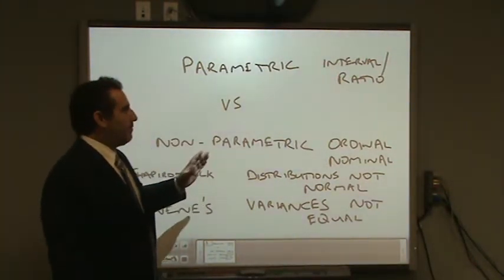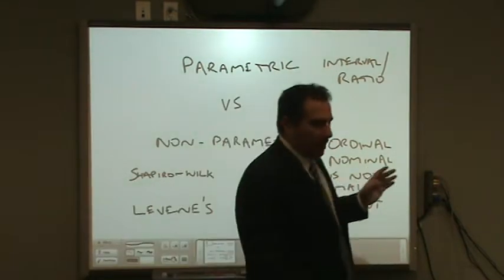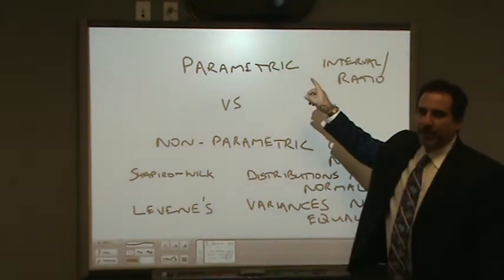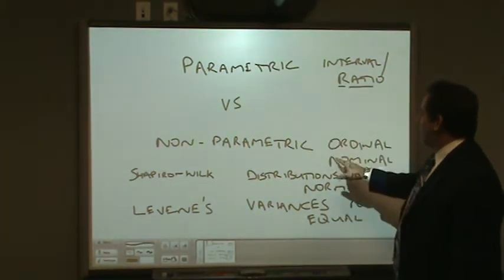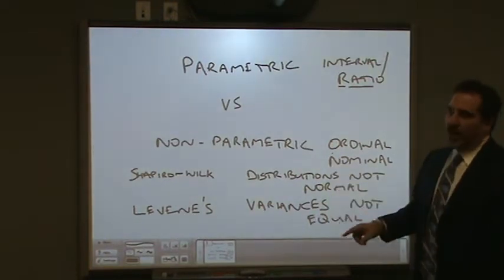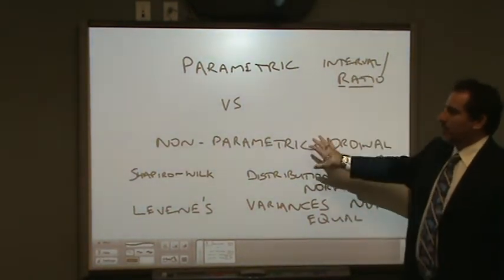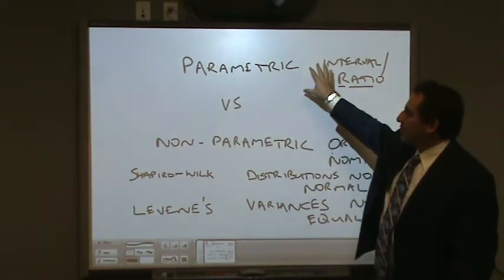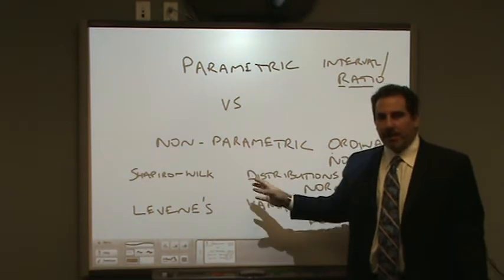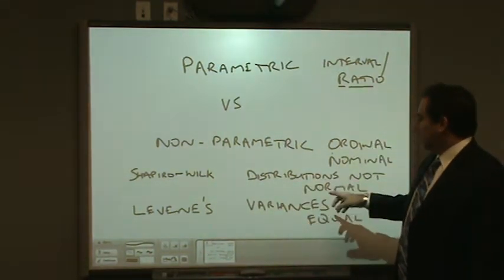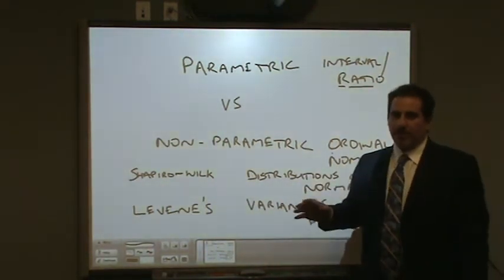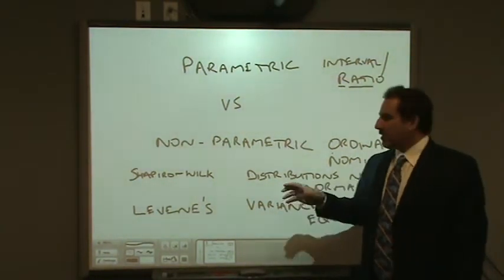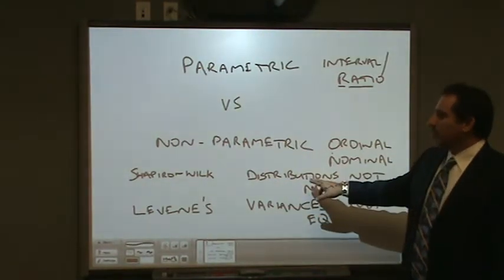Now, in addition to the level of measurement being crucial here, as far as interval ratio versus ordinal or nominal to decide whether you use parametric or non-parametric, there are also assumptions that are made for parametric tests that do not have to be met for non-parametric tests. Those assumptions, particularly for t-tests, well, really for all parametric tests, are that the distributions are normal.